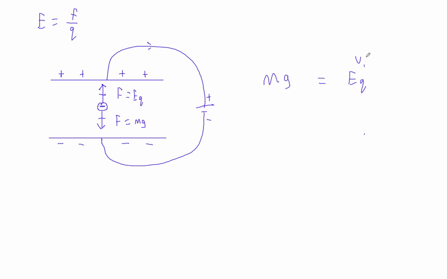EQ is always up, right? The force of gravity is always down because gravity defines down, right? Gravity can't be any other way but down, okay? So we've got this thing suspended like this.